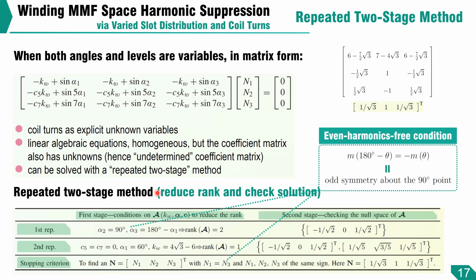We solve this by going through a repeated 2-stage process. Remember that we said we want to avoid even order harmonics in the spectrum. So we impose this even harmonics free condition, which we can prove is the equivalence of half-wave symmetry, and then start by first reducing the rank of this coefficient matrix, and then check its null space. We repeat until a meaningful solution is found in the null space. At that point, the matrix and the solution are decided, and we found a new winding.